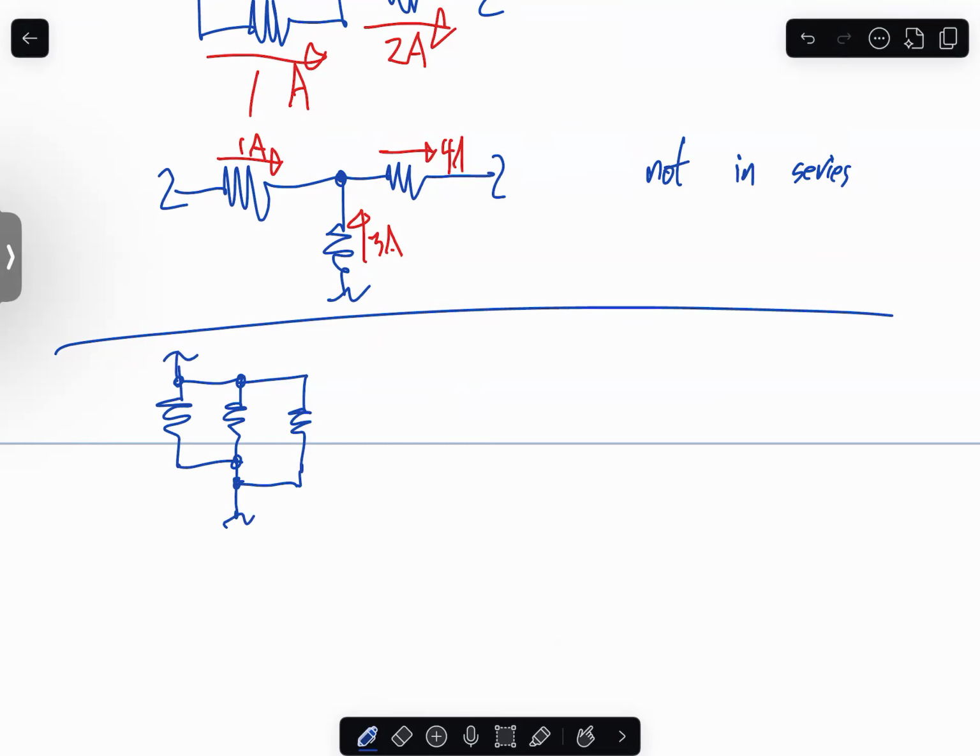Each of these three resistors is connected on the top. Each of these three resistors is touching on the bottom. This is parallel.